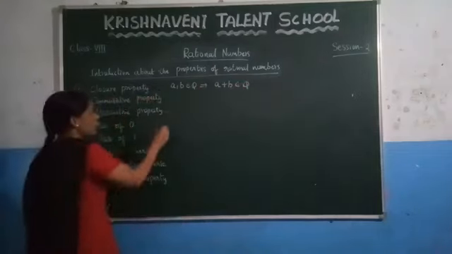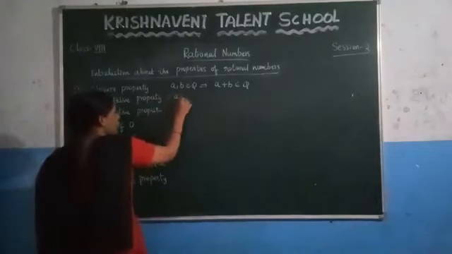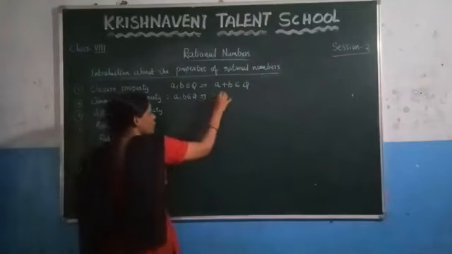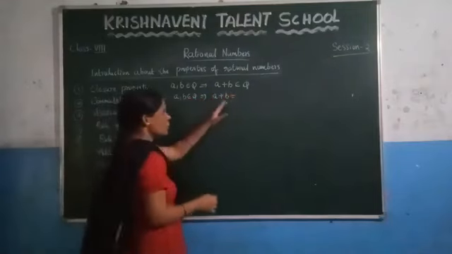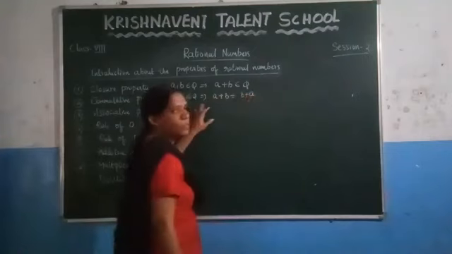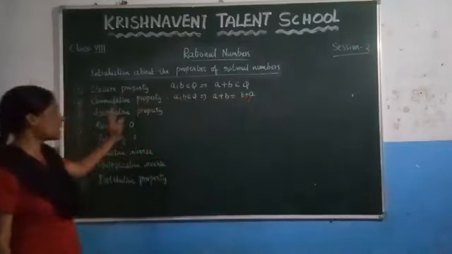What is the next property? Commutative property. Let us consider two rational numbers and add them, and if you change the order, you get the same result. That property we call the commutative property.